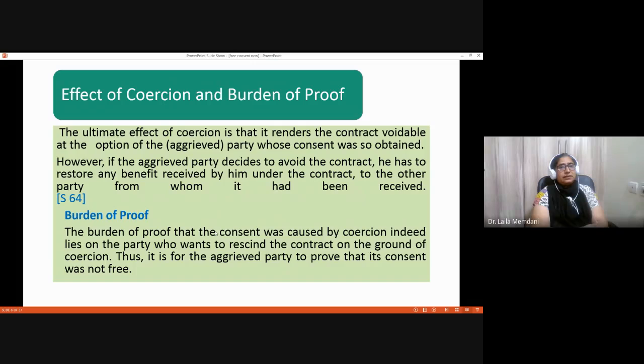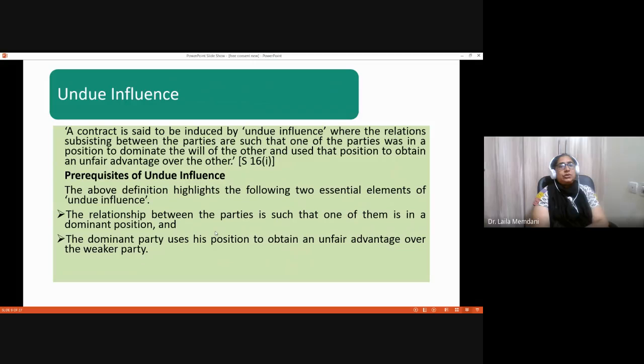It means that the aggrieved party will have to prove that his consent was not free, and therefore he is deciding to rescind the contract. Now, coming to undue influence. So, we have the legal definition of undue influence, where the legal relations are such that they are presumed to be, that is, one party is presumed to dominate the other party and take unfair advantage.